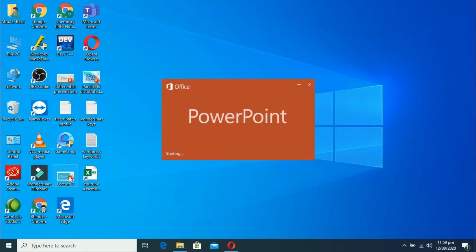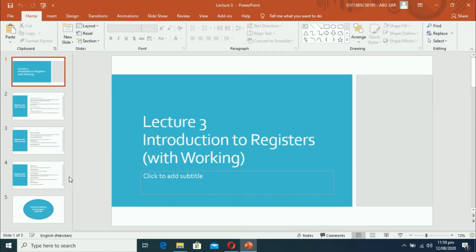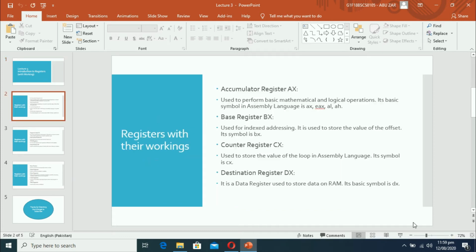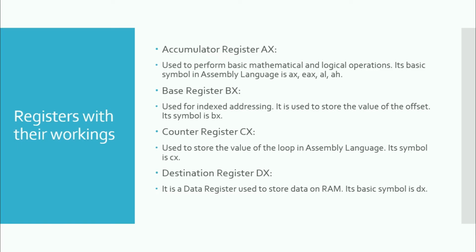So here is our lecture 3. Lecture 3 is introduction to registers with working. So let's begin. Here we have the accumulator register. This register is used to perform basic mathematical and logical operations. A question comes to mind: what are basic mathematical operations? You can say addition, subtraction, multiplication and division.